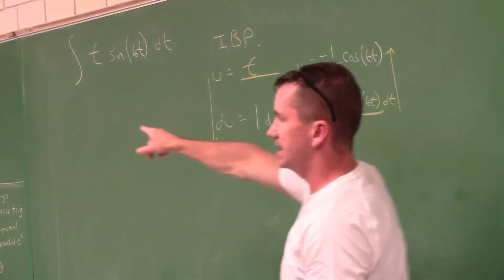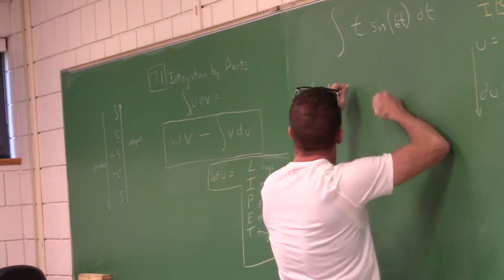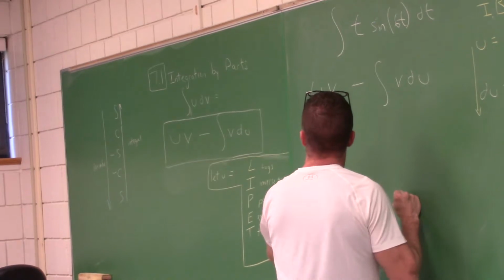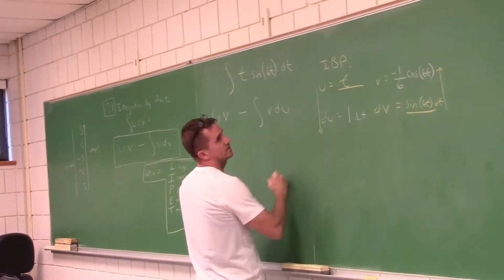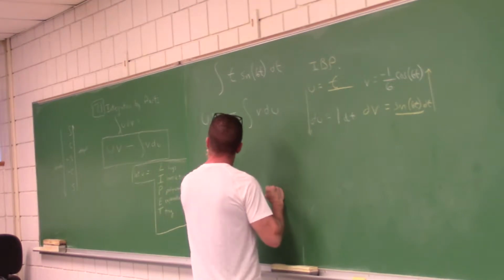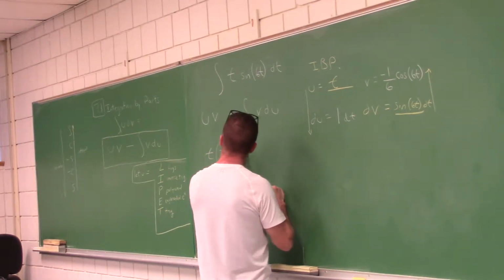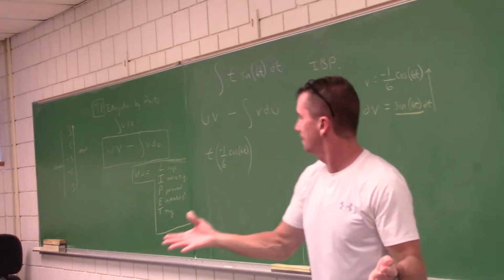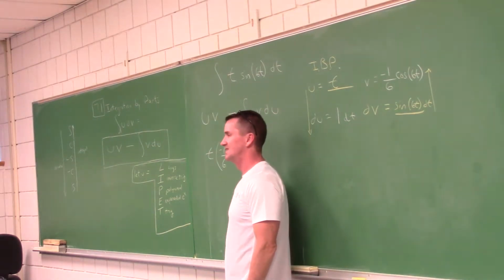All right, it's ready to plug into the formula. So uv minus the integral of v du. All right, uv, what's the u? t. The v is the negative 1/6 cosine of 6t. I'm going to put parentheses around that because it was negative. Because eventually, where should I put this minus?